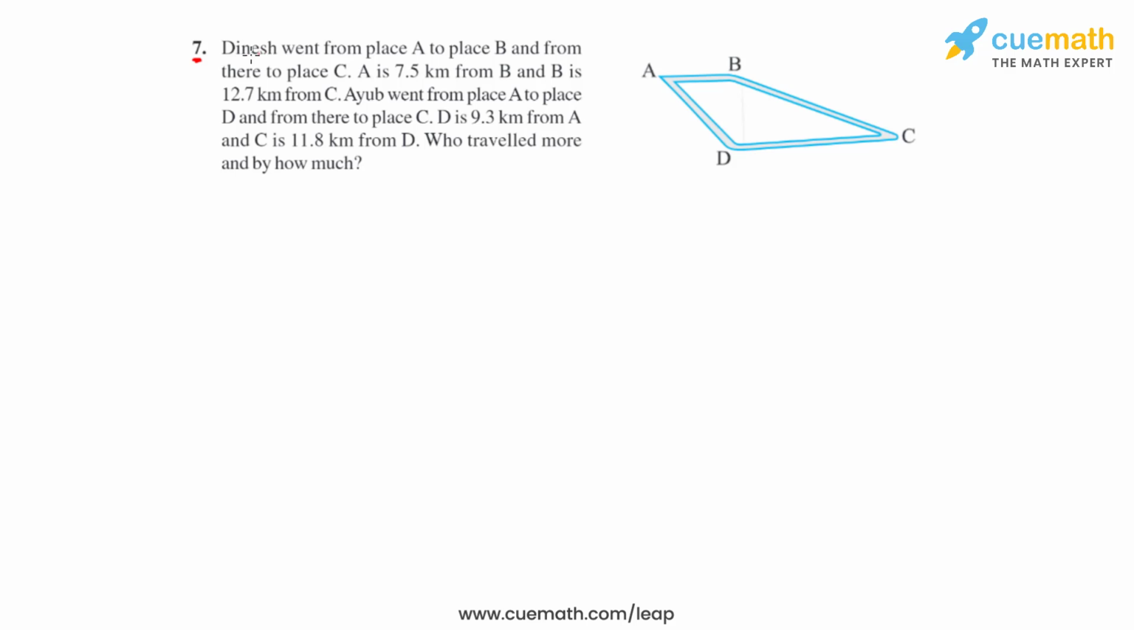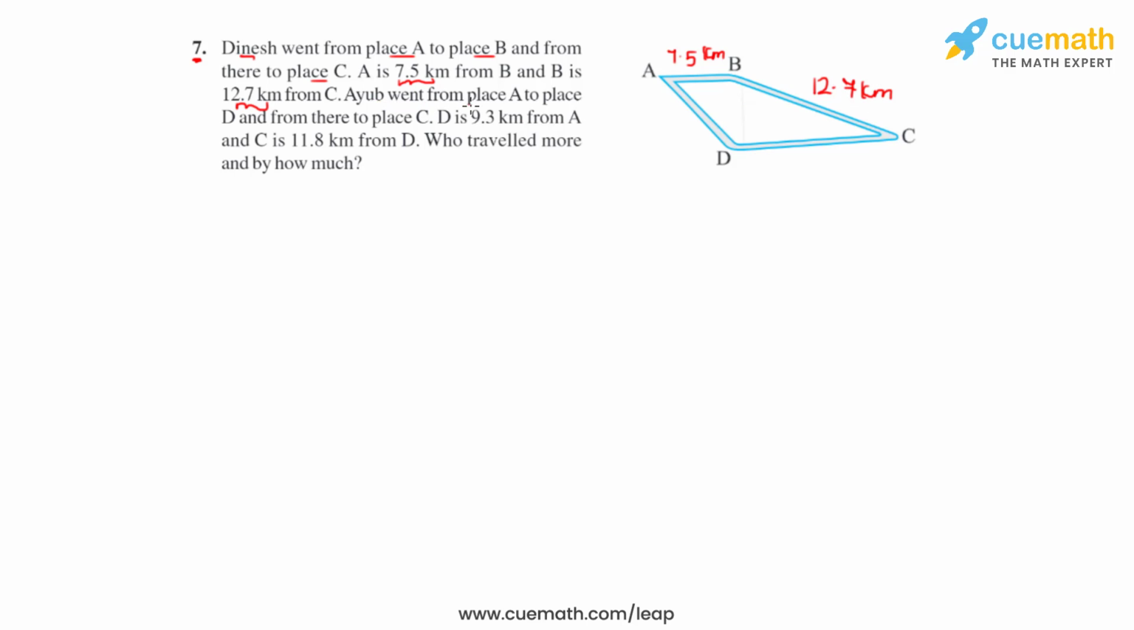Question number 7 says that Dinesh went from place A to place B and from there to place C. A is 7.5 kilometers from B and B is 12.7 kilometers from C. So here in the figure we can write the distance between A and B as 7.5 kilometers and the distance between point B and point C as 12.7 kilometers.